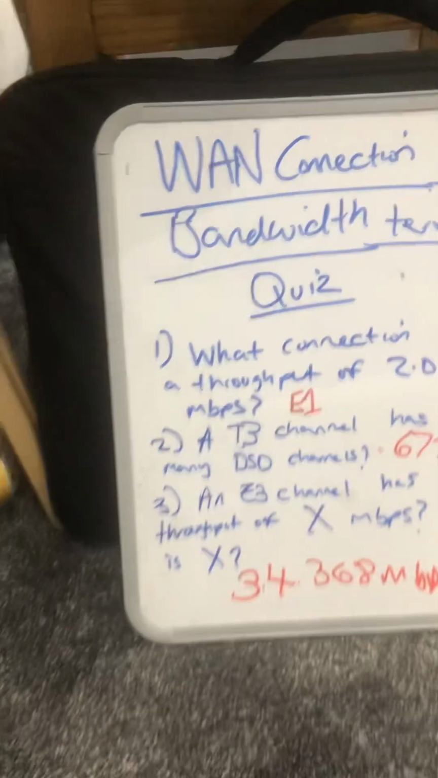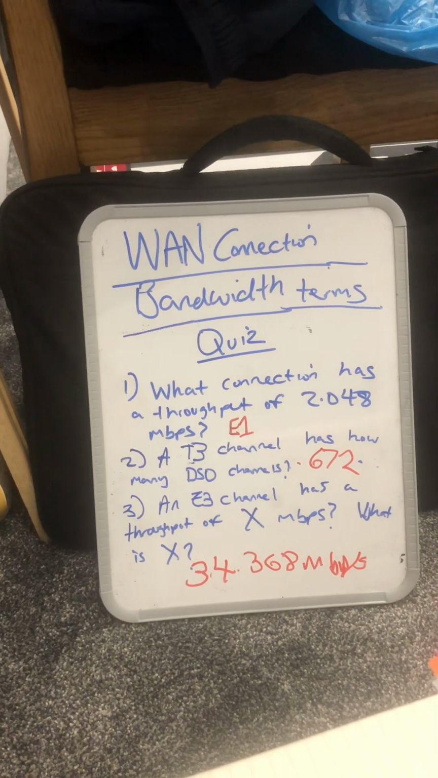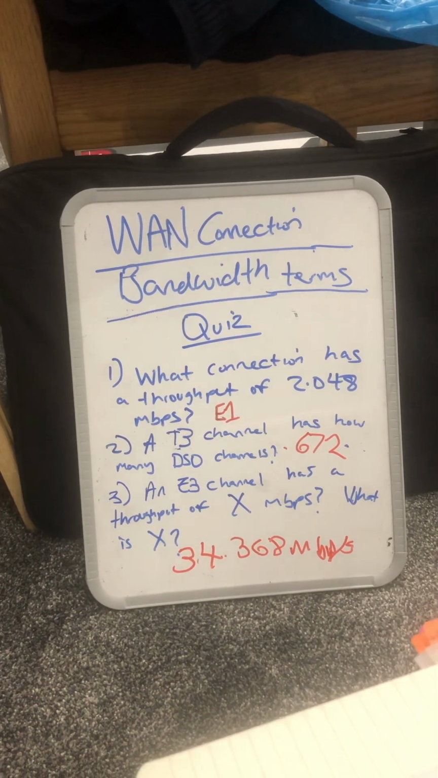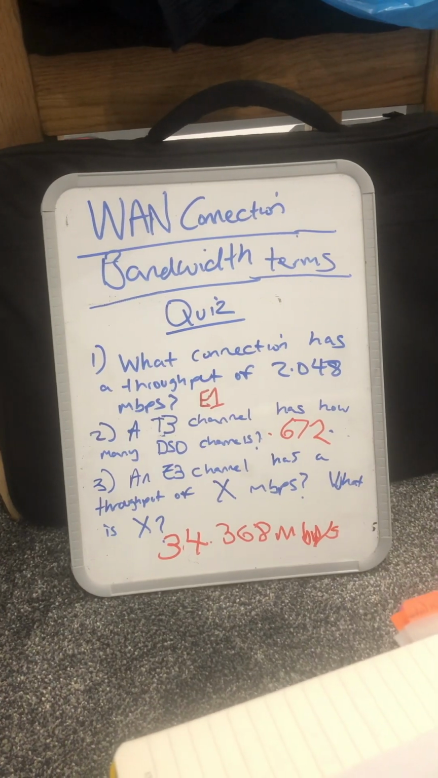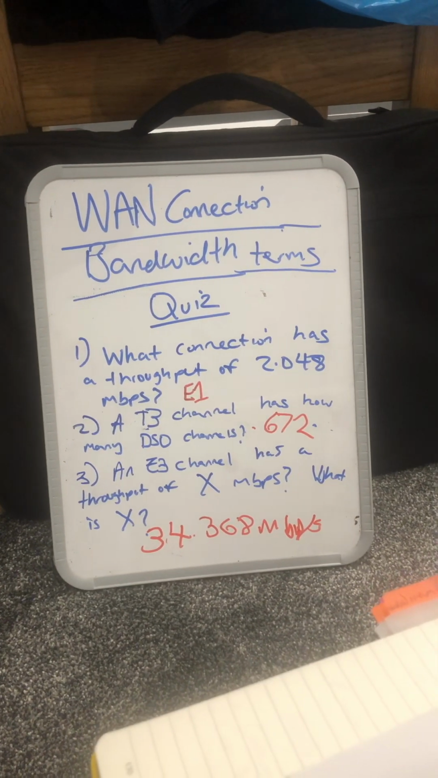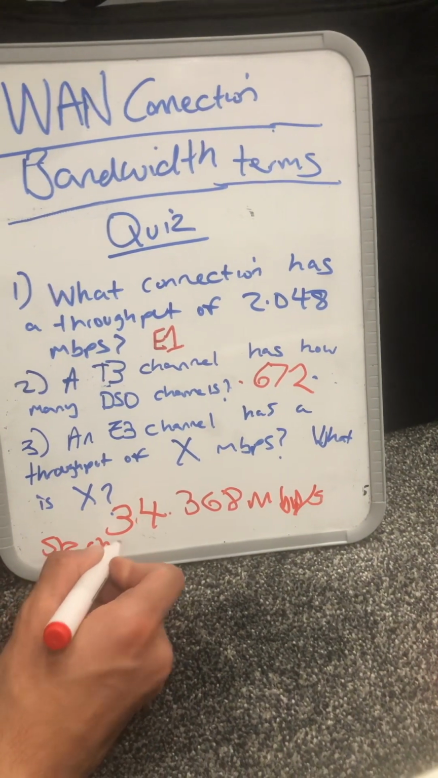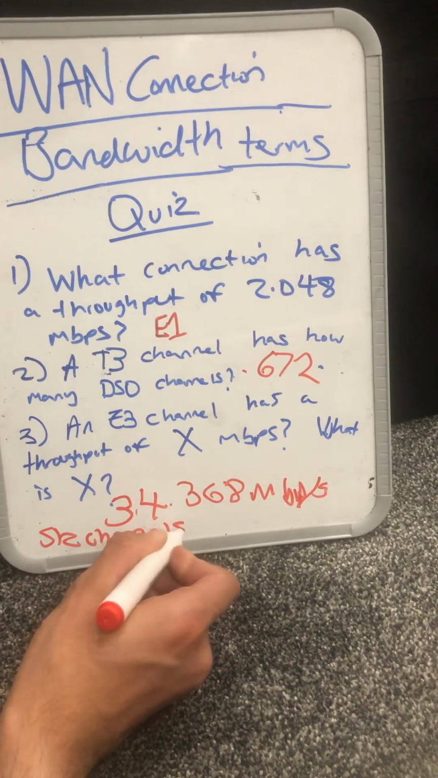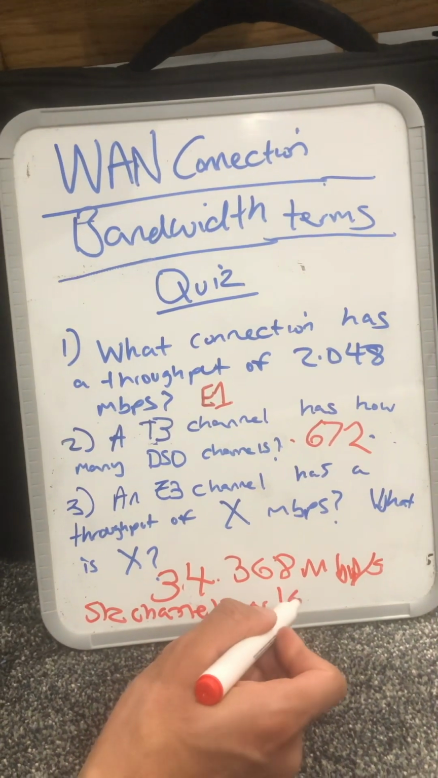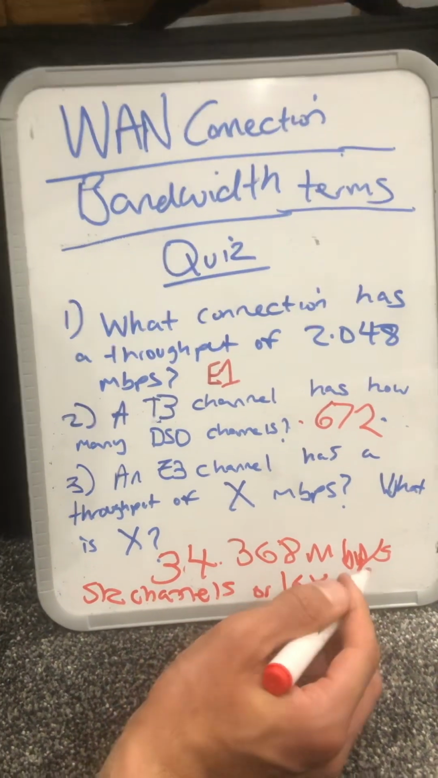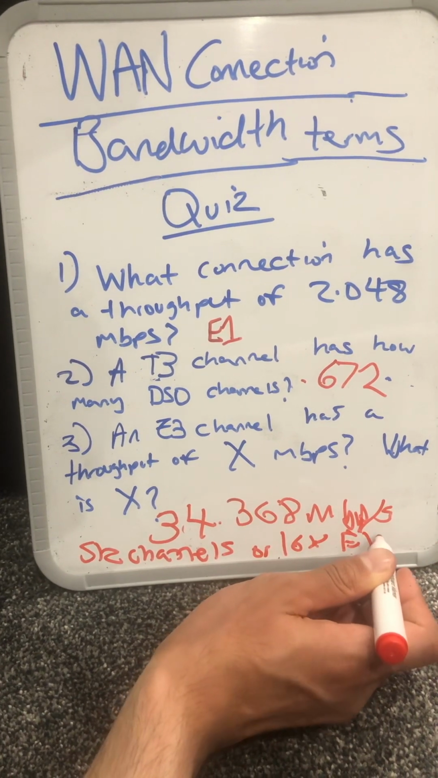Excuse my handwriting. Mbps 34.368. It has 512 channels, or you can think of it as 16 E1 circuits. So, 512 channels, or 16 E1s.